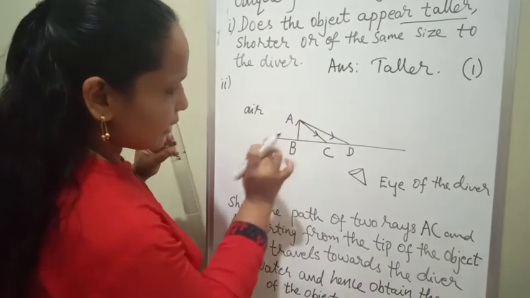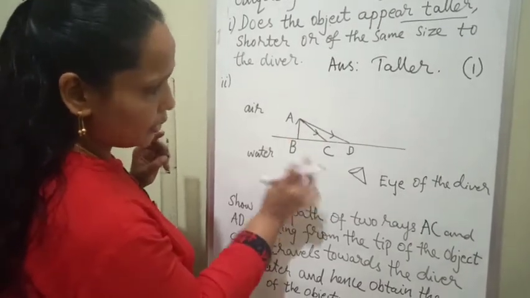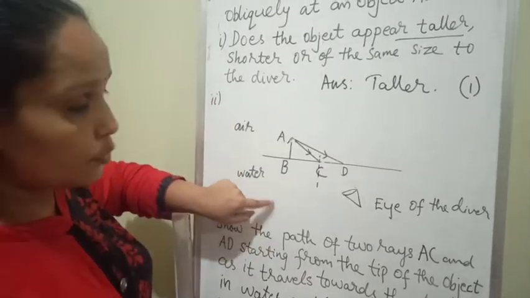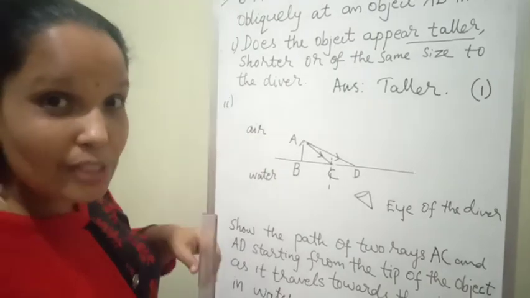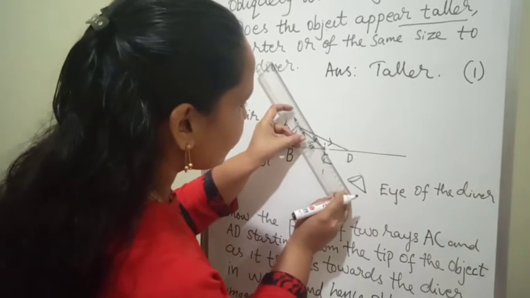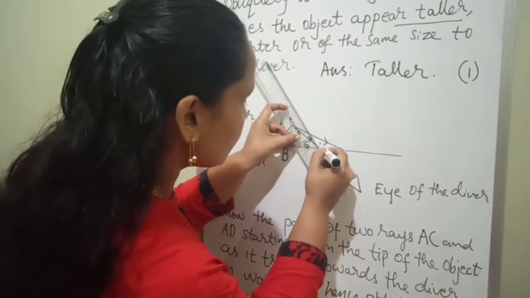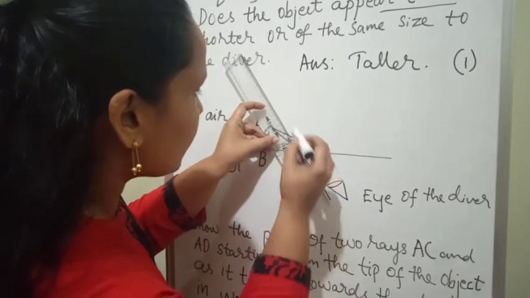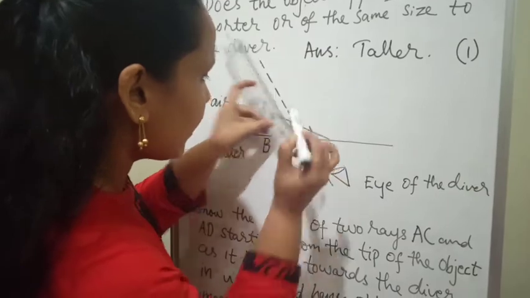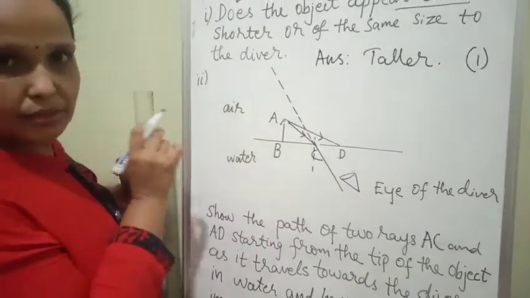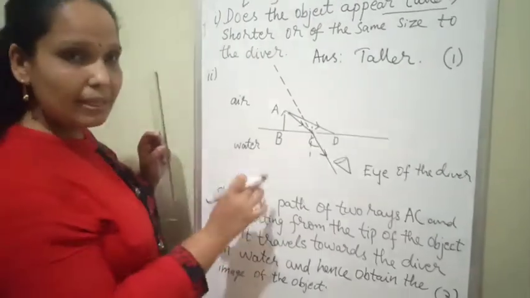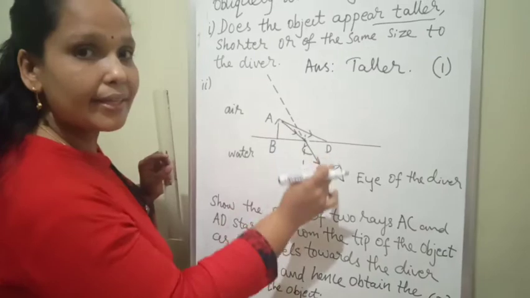What we have to do here is, this AC is traveling from air to water. So it is moving from rarer to denser medium. So what happens? It comes closer to the normal. So we have to draw the normal here and show that it comes closer to the normal. Extend that ray backwards. We can keep the scale straight like this and draw dotted lines backwards. And this is the light ray. Mark the arrow.